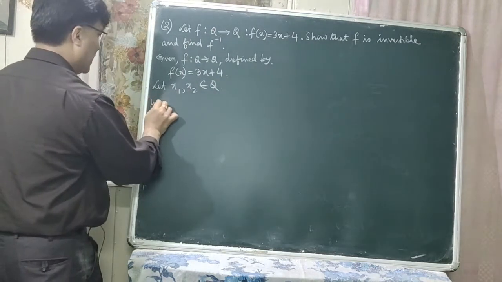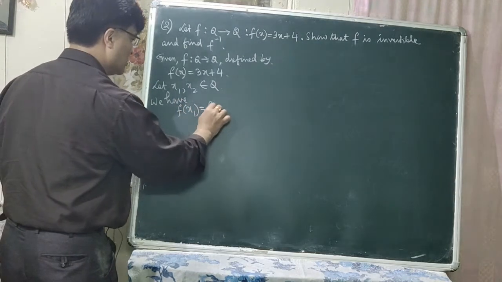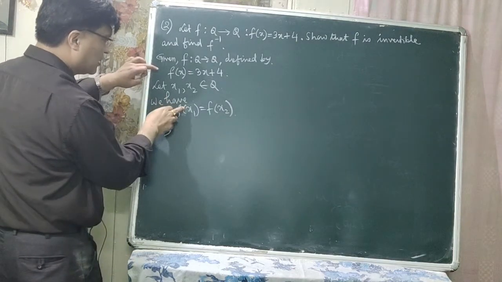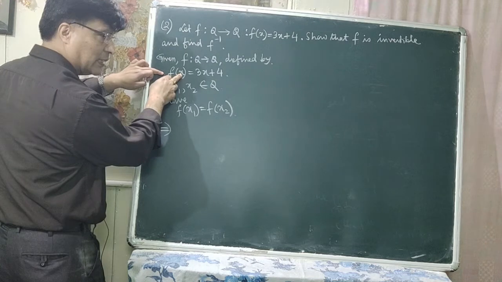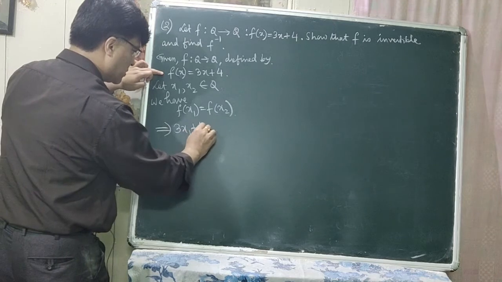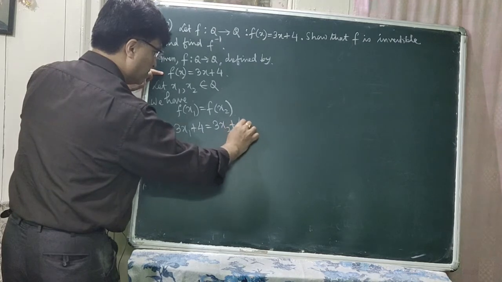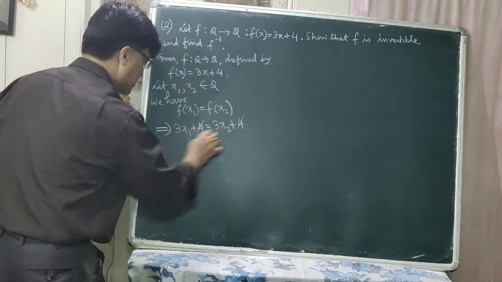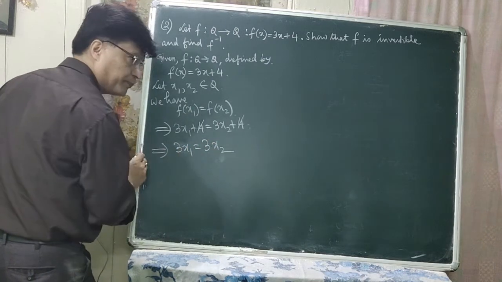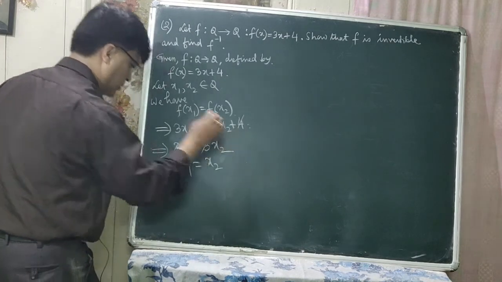Okay, so we have f of x1 is equal to f of x2, which implies that, so you have to get the value for f of x1 from here, put x1 instead of x. So what do we get? It is 3x1 plus 4 is equal to, what is f of x2? This is 3x2 plus 4, right? So here 4 gets cancelled, which implies that 3x1 is equal to 3x2. Now again here 3 gets cancelled, which implies that x1 is equal to x2.